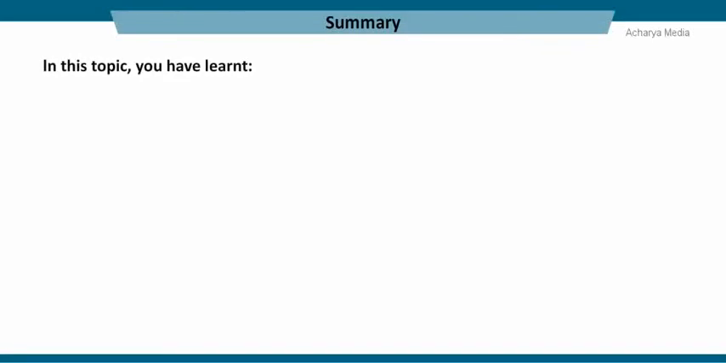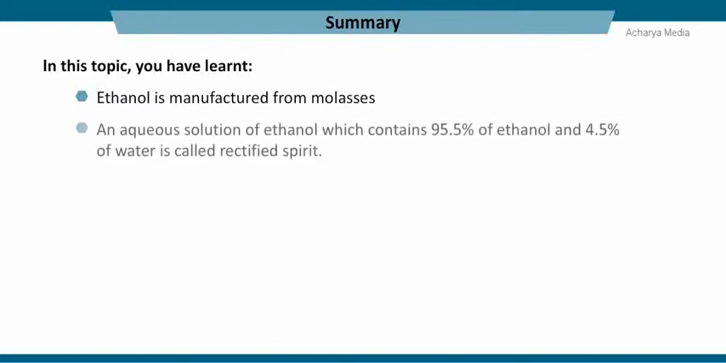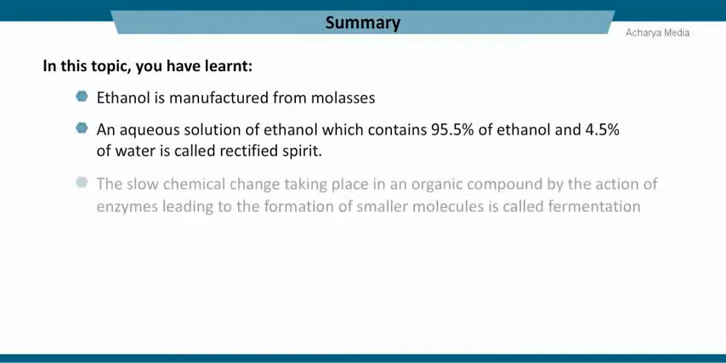In this topic, you have learnt ethanol is manufactured from molasses. An aqueous solution of ethanol which contains 95.5% of ethanol and 4.5% of water is called rectified spirit. The slow chemical change taking place in an organic compound by the action of enzymes leading to the formation of smaller molecules is called fermentation.